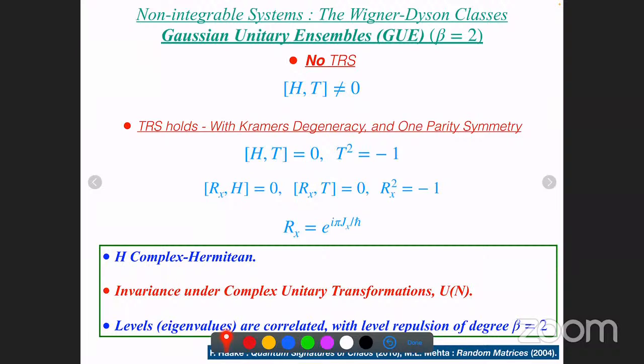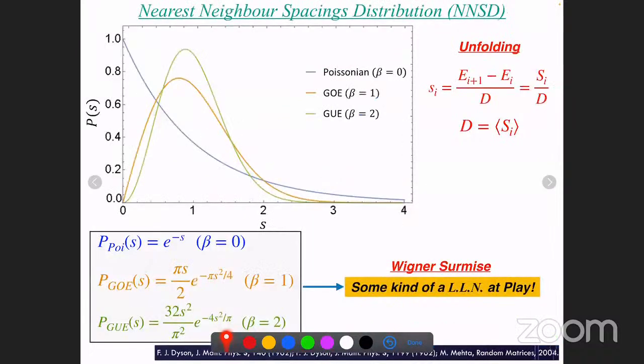There's also a third variety, which I'll not go into, where you have only time reversal symmetry and no spatial symmetries. That is the class where the matrices are quaternion real, and the class of symmetry transformations is symplectic. But since we'll not be using it here, I don't want to unnecessarily go into it.